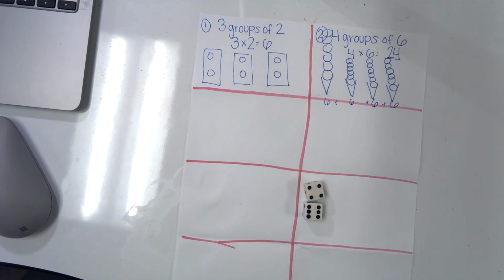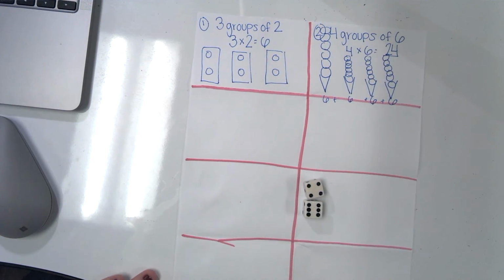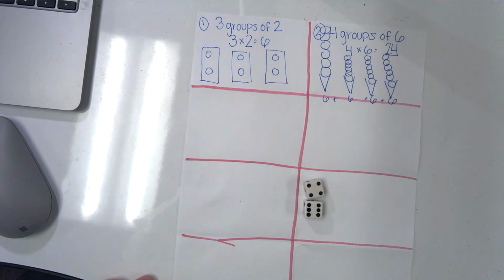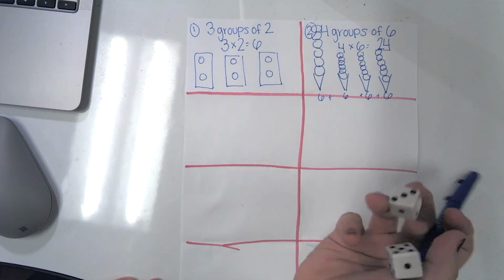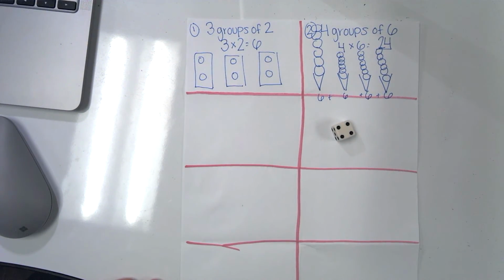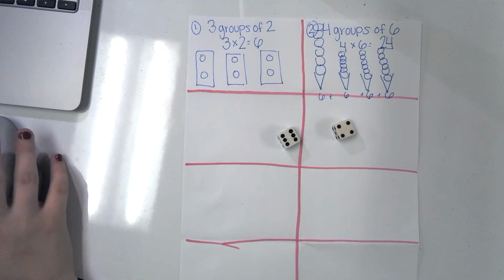Now what you're going to do, boys and girls, is do this yourself. You're going to do it all 1, 2, 3, 4, 5, 6, 7, 8. For each picture, you're going to draw something different. You could do scoops of ice cream, books on a shelf, or tennis balls in a bucket. You could do all sorts of things. So again, you're going to roll your dice. The first number is the number of groups, and the second number is the number in each group. And you're going to fill all 8 squares of your paper.